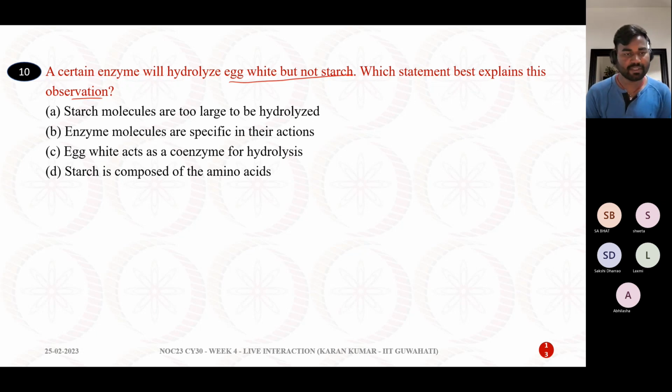This is a very basic concept in enzyme kinetics. Sir, option B. Yes, why do you think so? Because every enzyme has a specific site for a specific substrate. Yes, that's right. So option B is correct here, because enzymes are specific to their substrate. That is why the enzyme that is hydrolyzing egg white will not hydrolyze starch. For hydrolyzing starch, there will be another enzyme, which hydrolyzes starch and other carbohydrates.